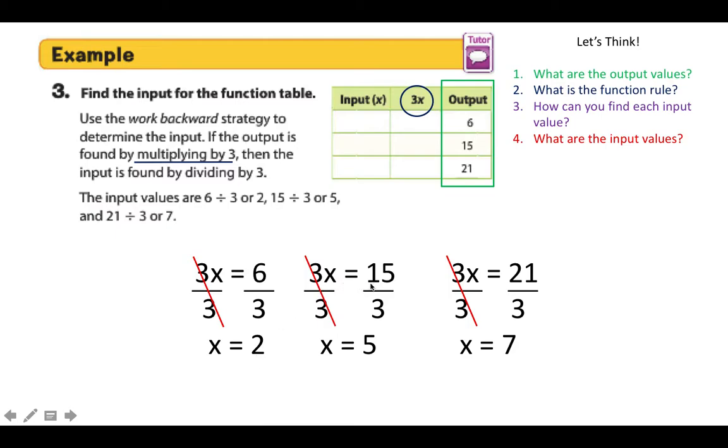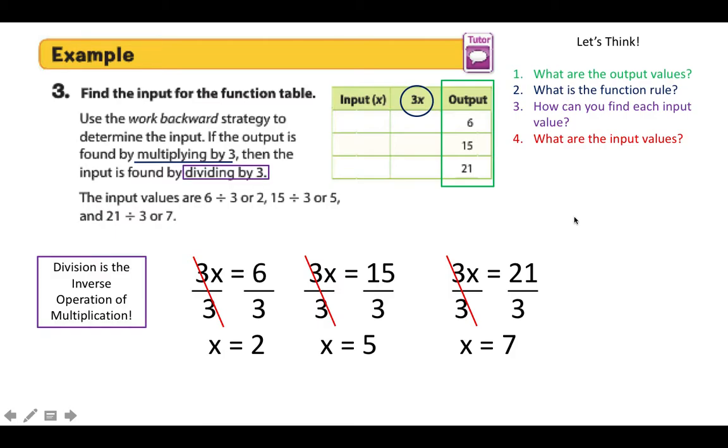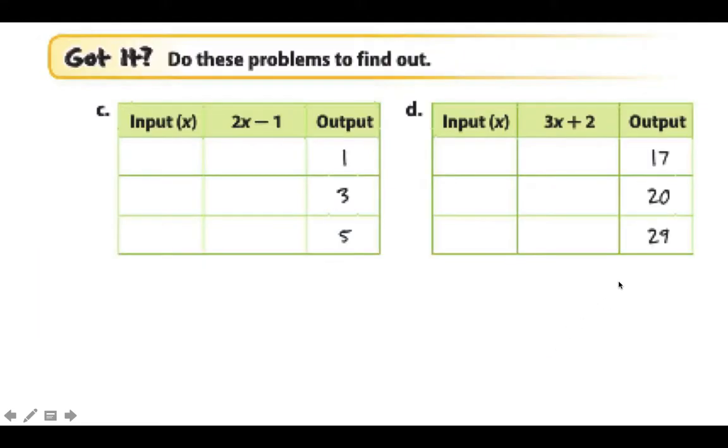We do the same thing for 15. 3x equals 15. We're dividing by 3 on both sides. And x is going to be equal to 15 divided by 3, or 5. Notice how we're working from our output backwards to our input. And again, 3x, our function rule, equals 21, divided by 3 gives us 7. So our input values are 2, 5, and 7. Pause the video and try these on your own. Work backwards. You've got a few extra steps here, but we can still get through it.